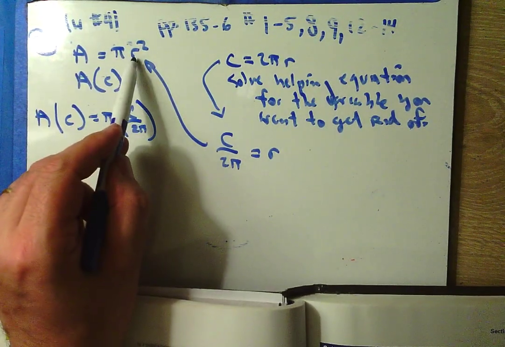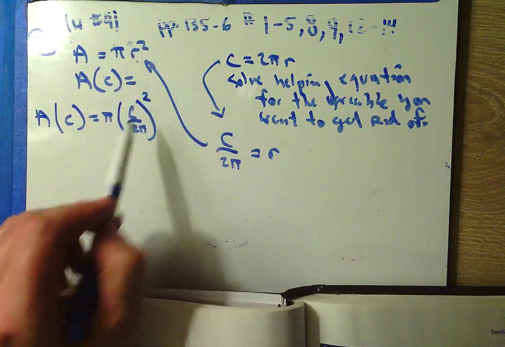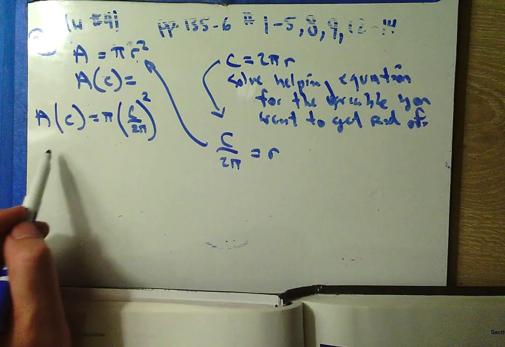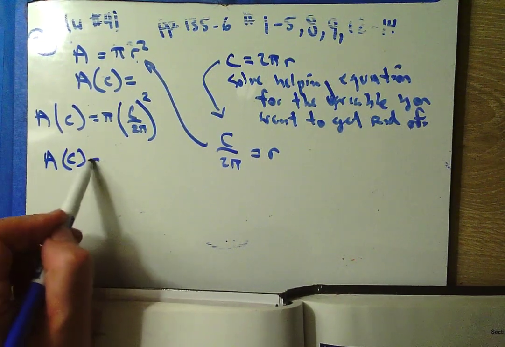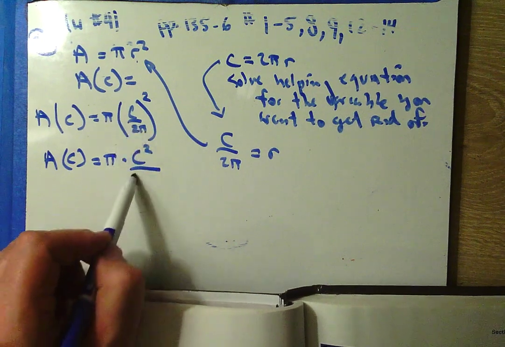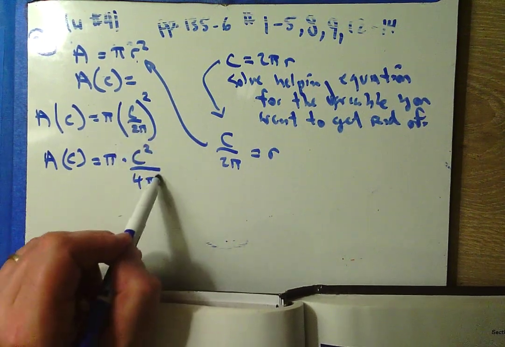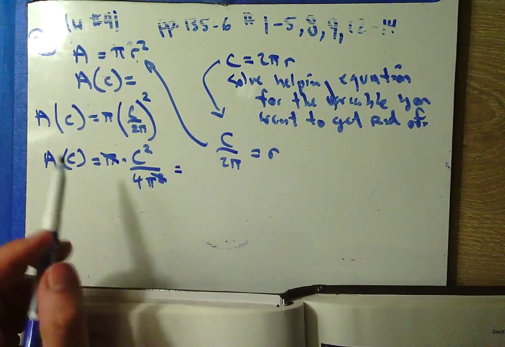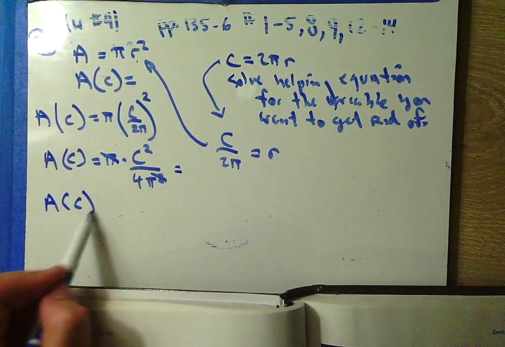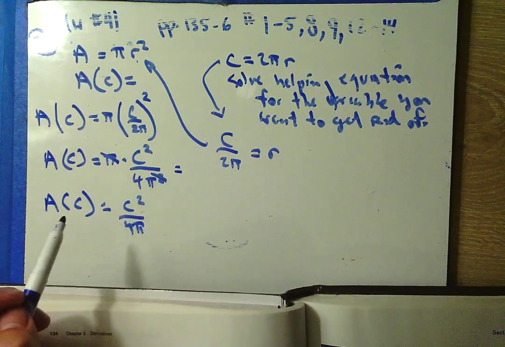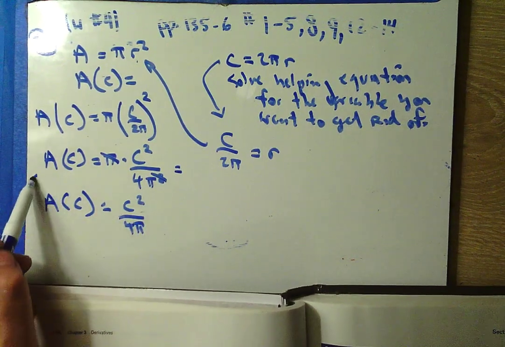Notice it's radius we got rid of. We didn't get rid of the squaring, so that squaring needs to be there. And yes, you need to apply the squaring here. So A of C is going to be pi times C squared over 2 squared is 4, pi squared. I can cancel a pi here with a pi here and get A of C equals C squared over 4 pi.